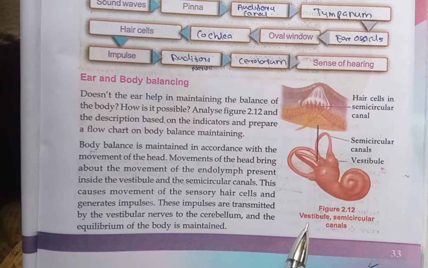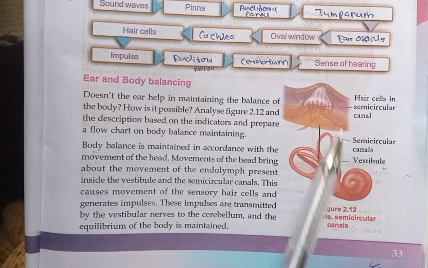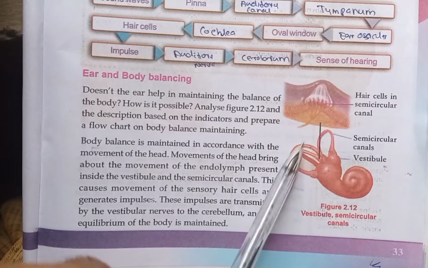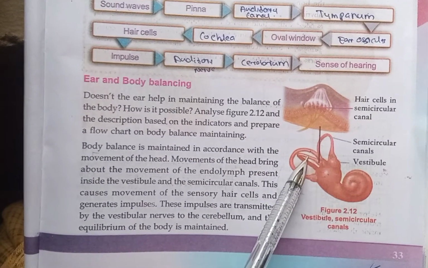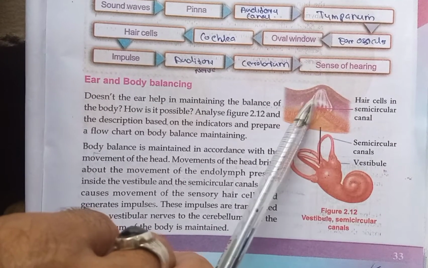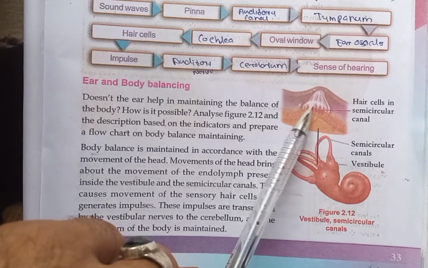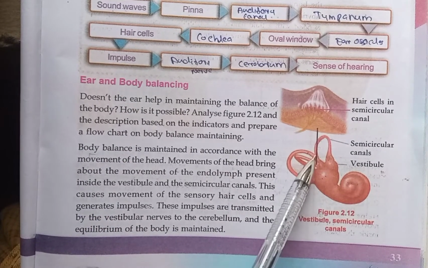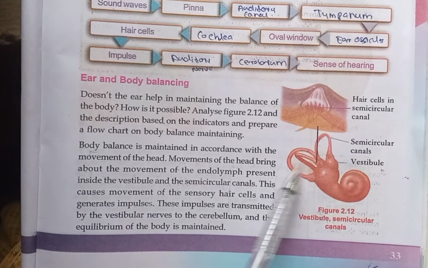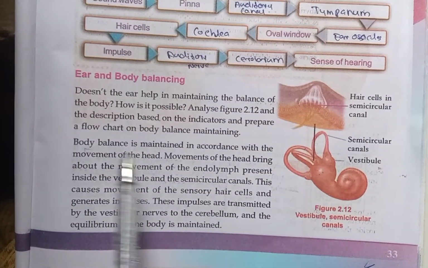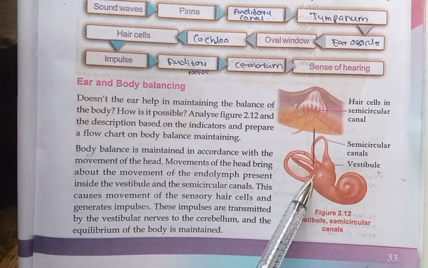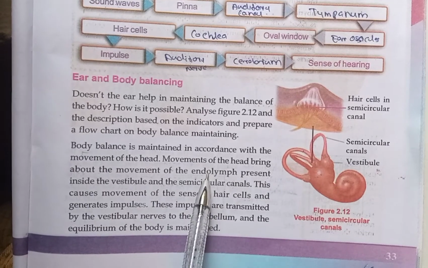At that time, what will happen? Inside this, look, semicircular. This is the semicircular canal. Whenever our head moves, the hair cells inside the semicircular canal vibrate like this. Movement of the head brings about a movement of the endolymph. Inside the vestibule and semicircular canal, both canals have fluid filled.